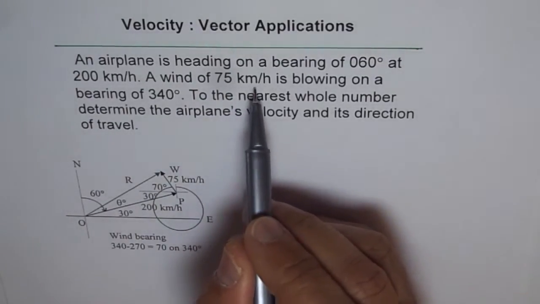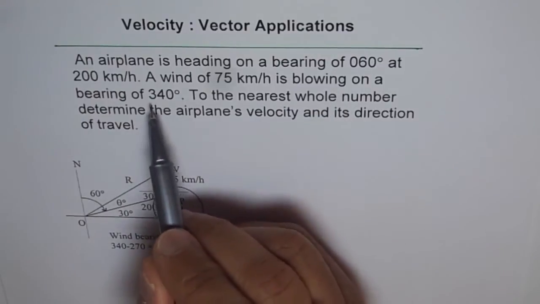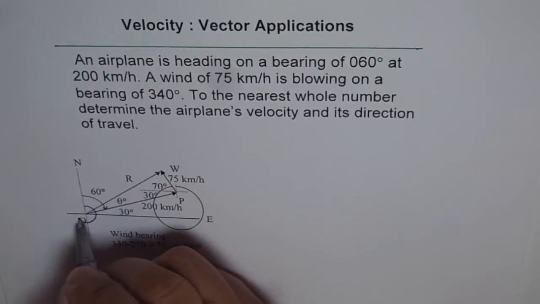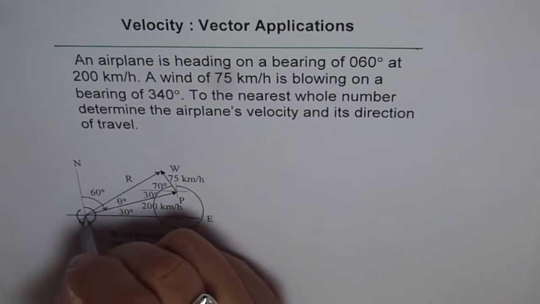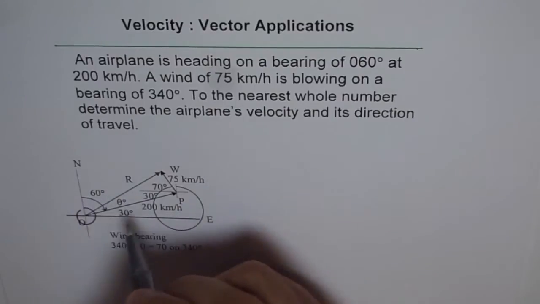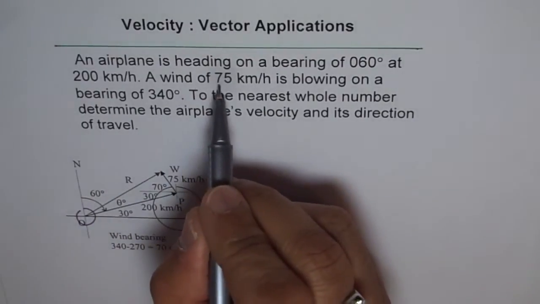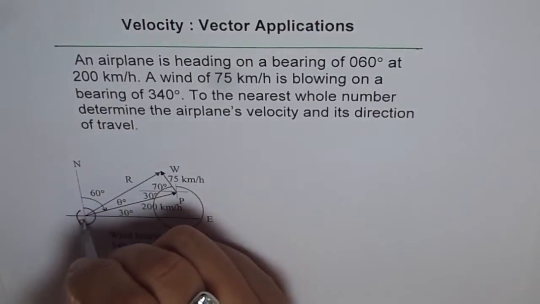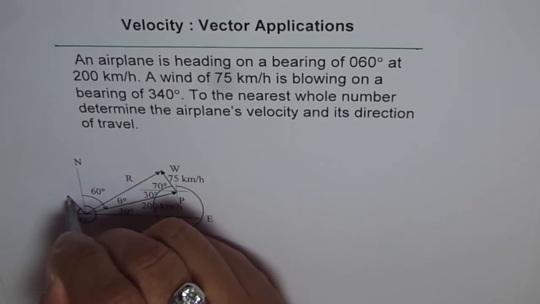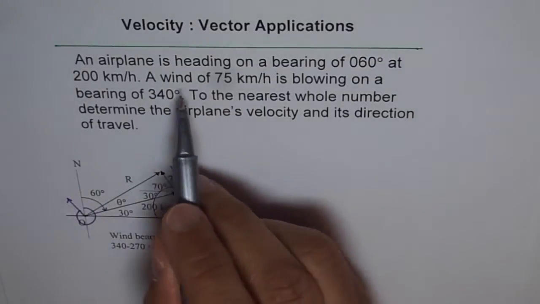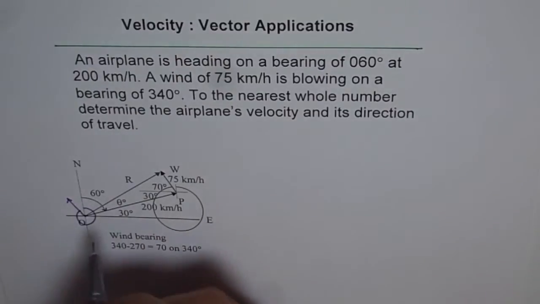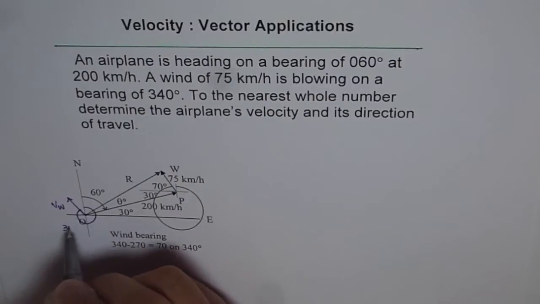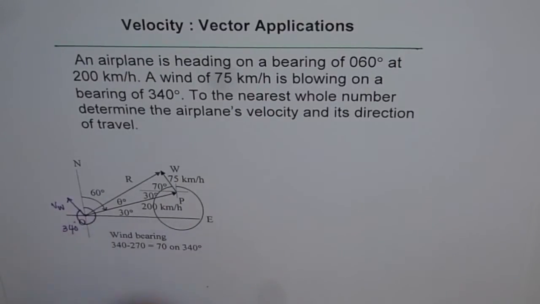Wind of 75 kilometers per hour is blowing on a bearing of 340. That means you can go from here 340 degrees, that means 20 less than 360, and draw a line which will be representing 75 kilometers, right? So much smaller than 200, less than half, you can say. So let's say we have this kind of a line here, right? So that represents the wind.